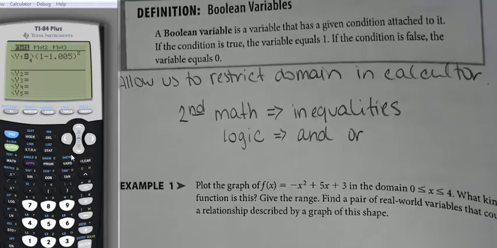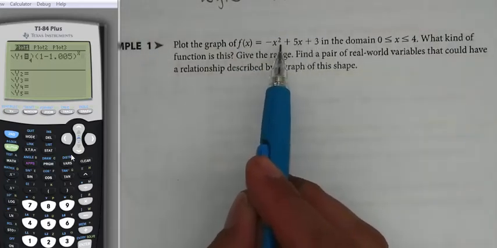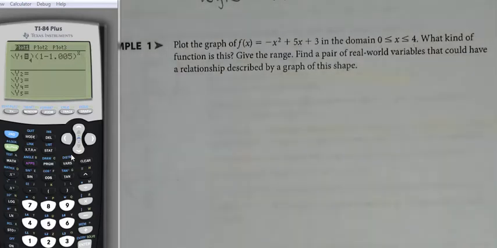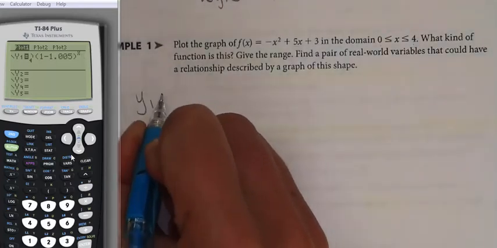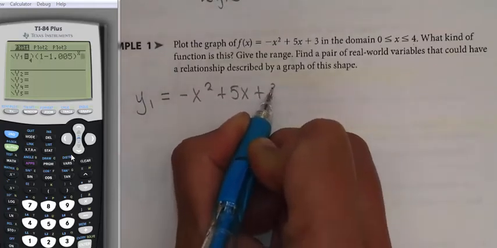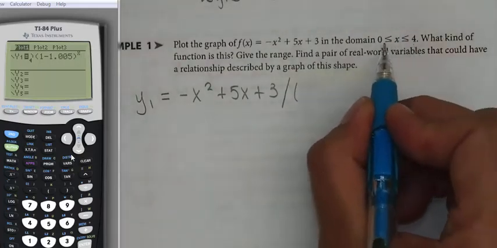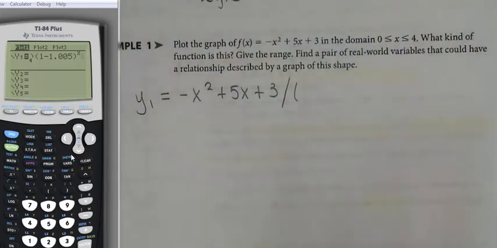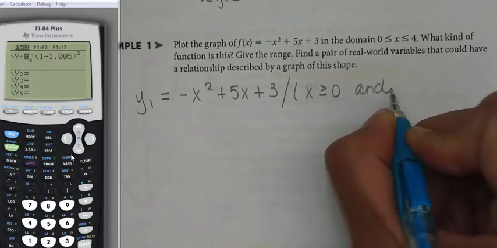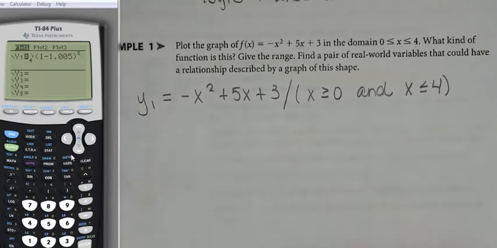All right, so example 1, we're going to plot the graph of this quadratic equation, and we're restricting our domain from 0 to 4. So in our calculator, we'll do y1 equals negative x squared plus 5x plus 3. And then we're going to divide out the Boolean variable. You can't write it just as it is. You have to actually make two separate statements. So we know that x needs to be greater than or equal to 0, and we also know that x needs to be less than or equal to 4. So that's exactly how we're going to put it into our calculator.